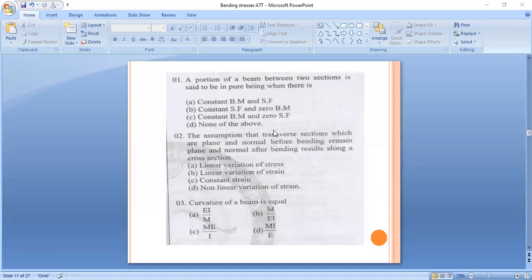After that, next, we will see questions on this theory portion. So first question, I will just read. A portion of a beam between two sections is said to be in pure bending when there is: option A, constant bending moment and shear force; constant shear force and zero bending moment; constant bending moment and zero shear force; none of the above. Which option is correct for pure bending?